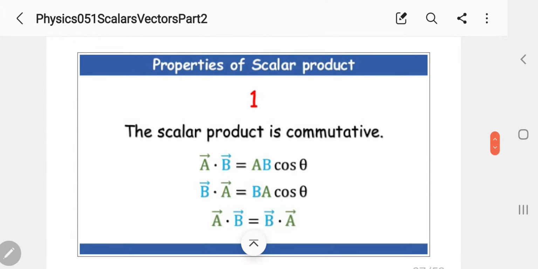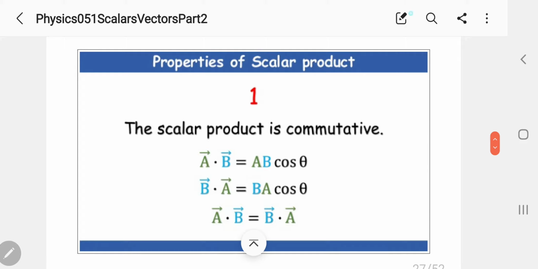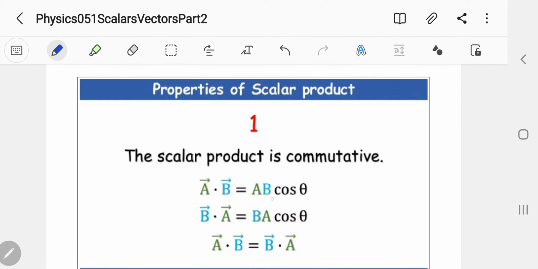The scalar product is commutative, meaning you can interchange the two vectors. A dot B is AB cosine theta, and B dot A is BA cosine theta, but this is also equal to AB cosine theta. So therefore A dot B is equal to B dot A. It doesn't matter.